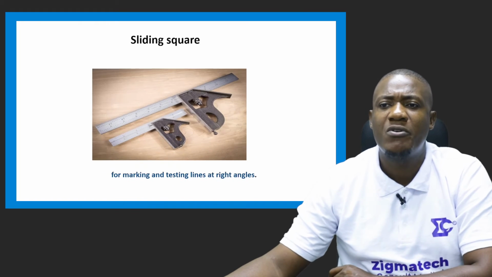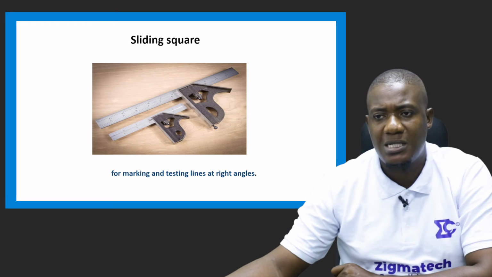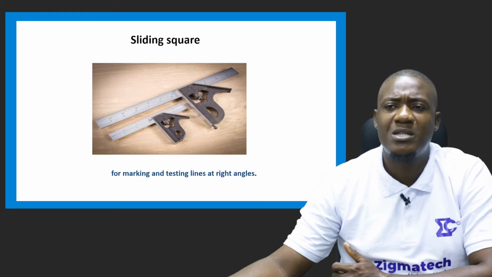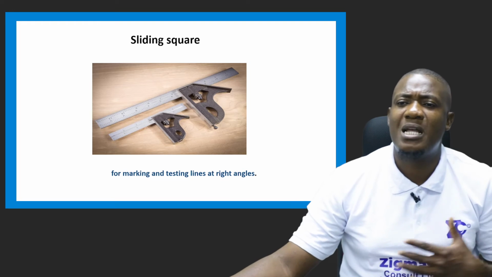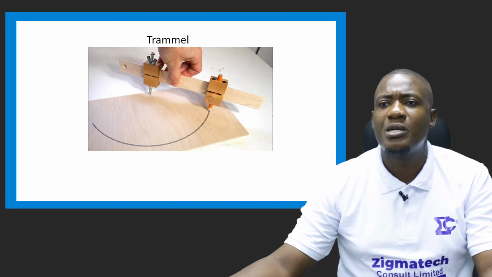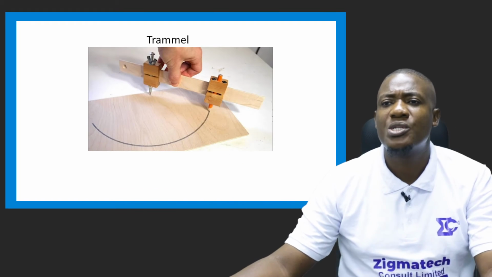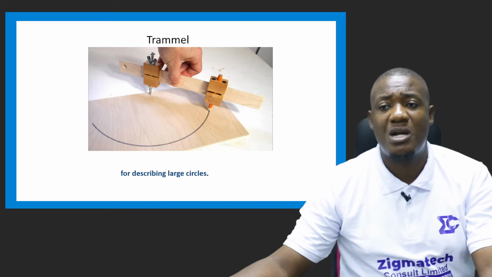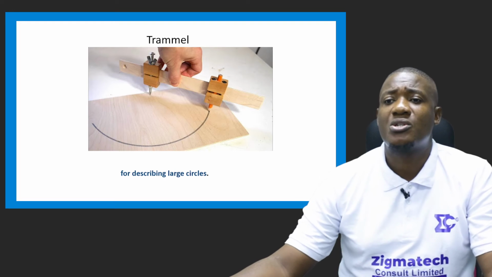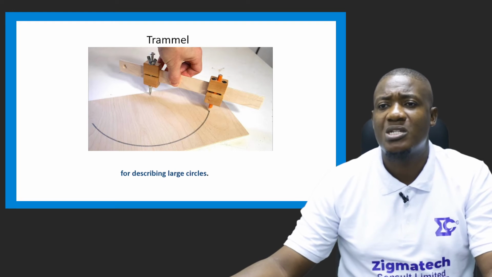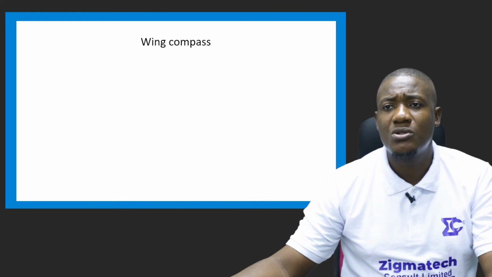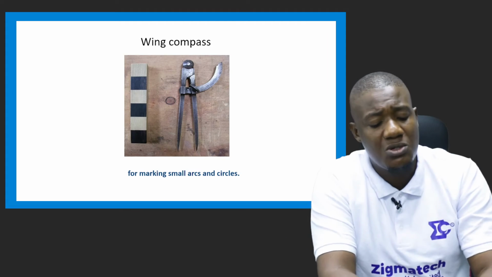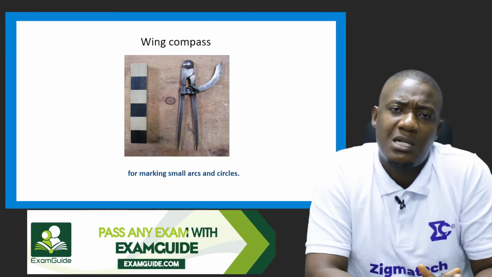Then we also have the sliding square. The sliding square here is used for testing lines at right angles. That's what we use the sliding squares for. Then we have the trammel, which you can see what it is being used for here from the screen. We can use the trammel to scribe large circles on our board. We also have a wing compass. This wing compass is used for making small arcs and circles on the workpiece.